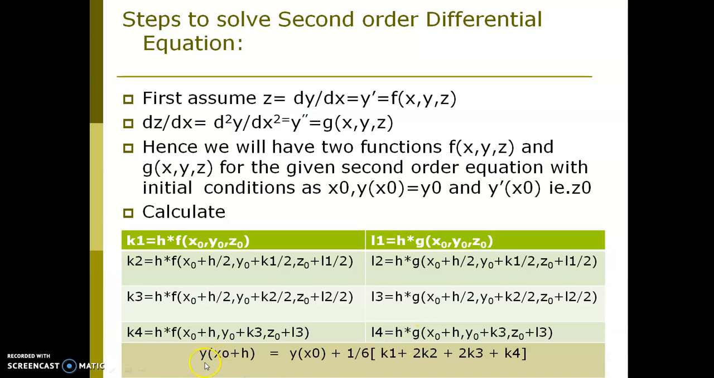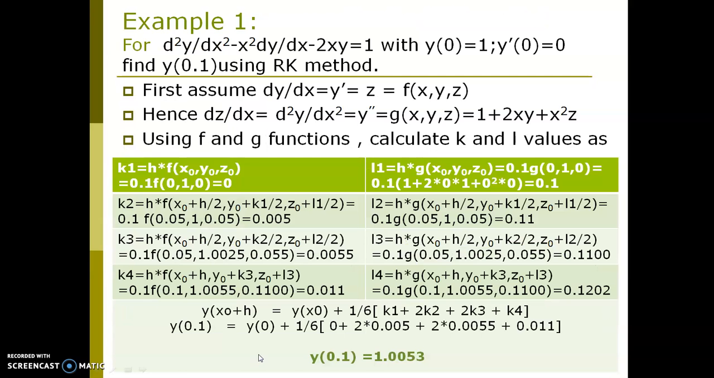When we evaluate y at x0 plus h, we can do so by taking the initial value of y at x0 plus 1 by 6 in the bracket, k1 plus 2k2 plus 2k3 plus k4, as the average of all k values divided by 6, and we get the final value y of x0 plus h. Now this is the process where we are using the fourth order Runge-Kutta method for solving a second order differential equation. This is the first example to elaborate how we can solve a second order differential equation using this method.